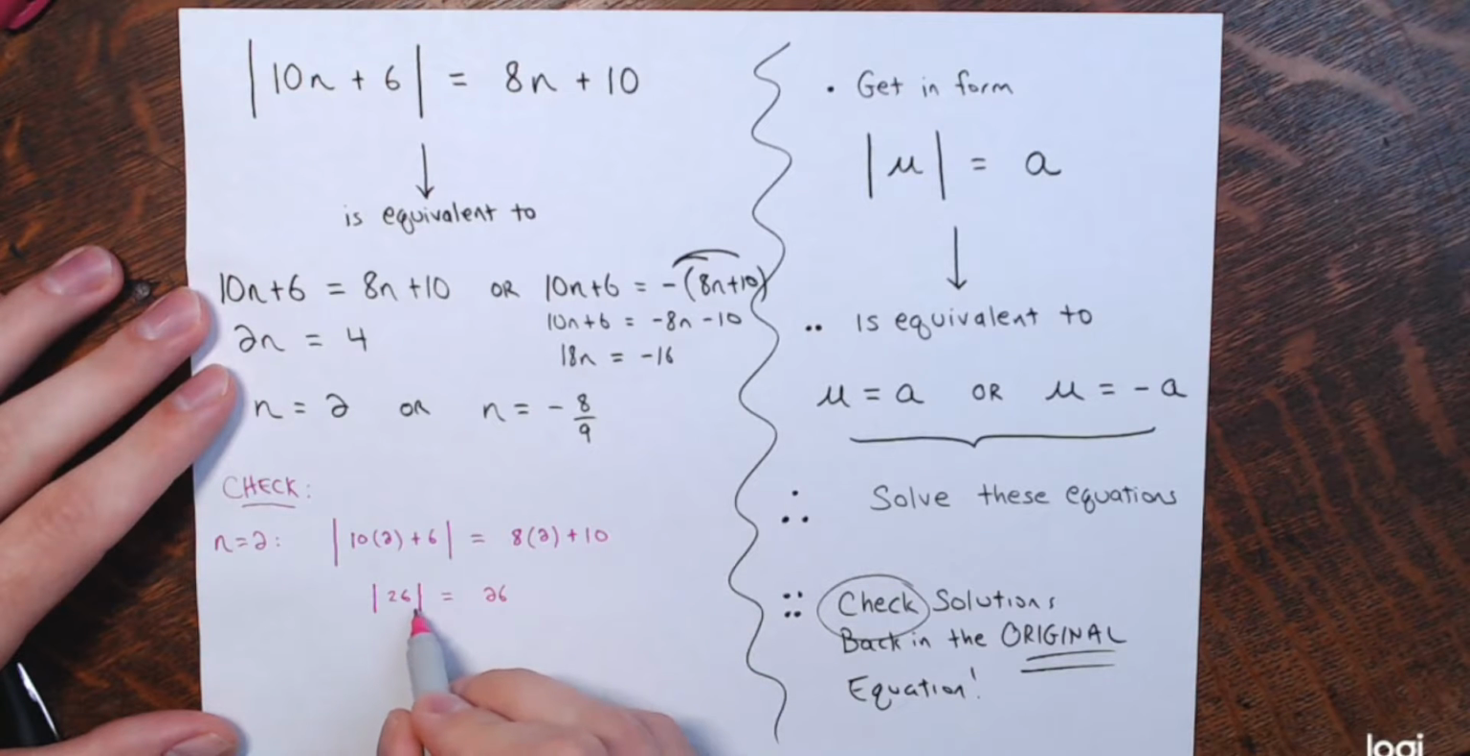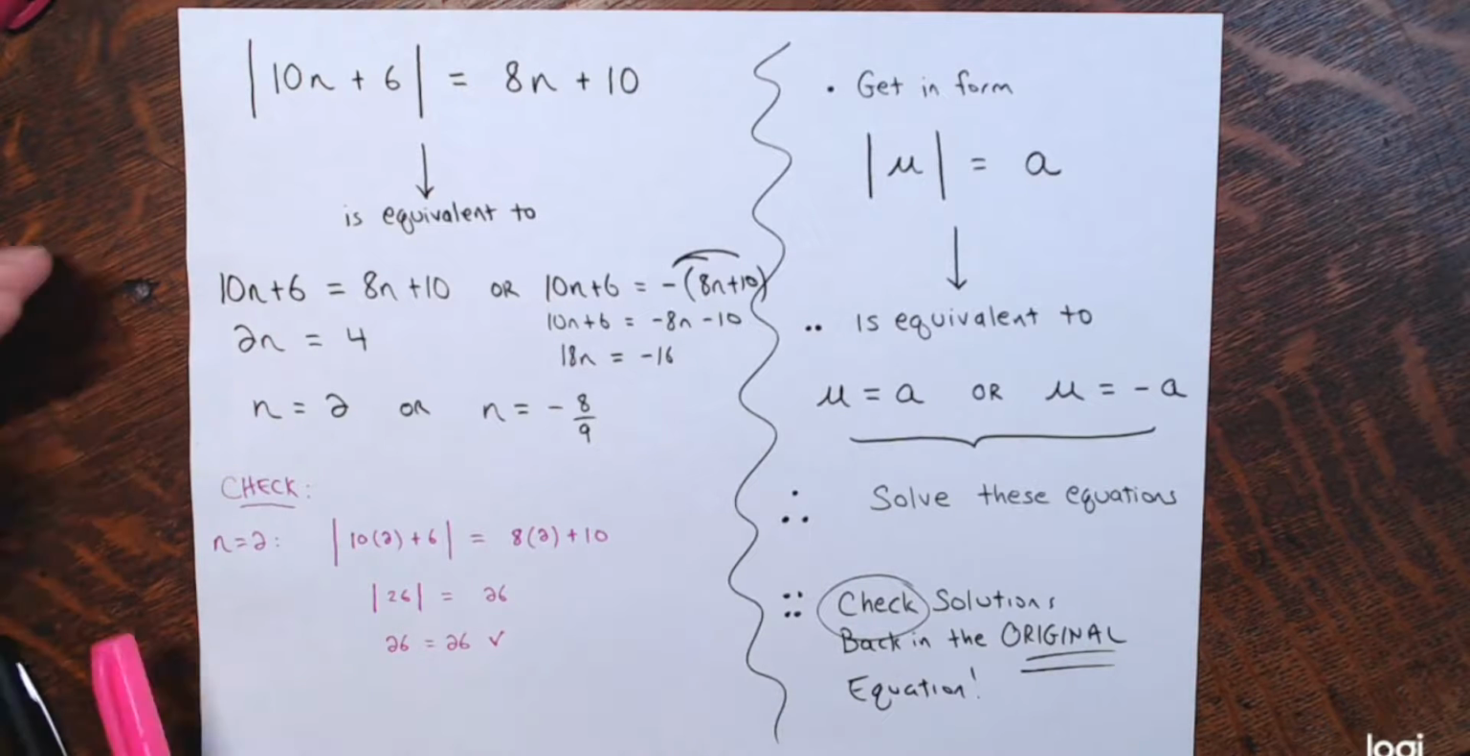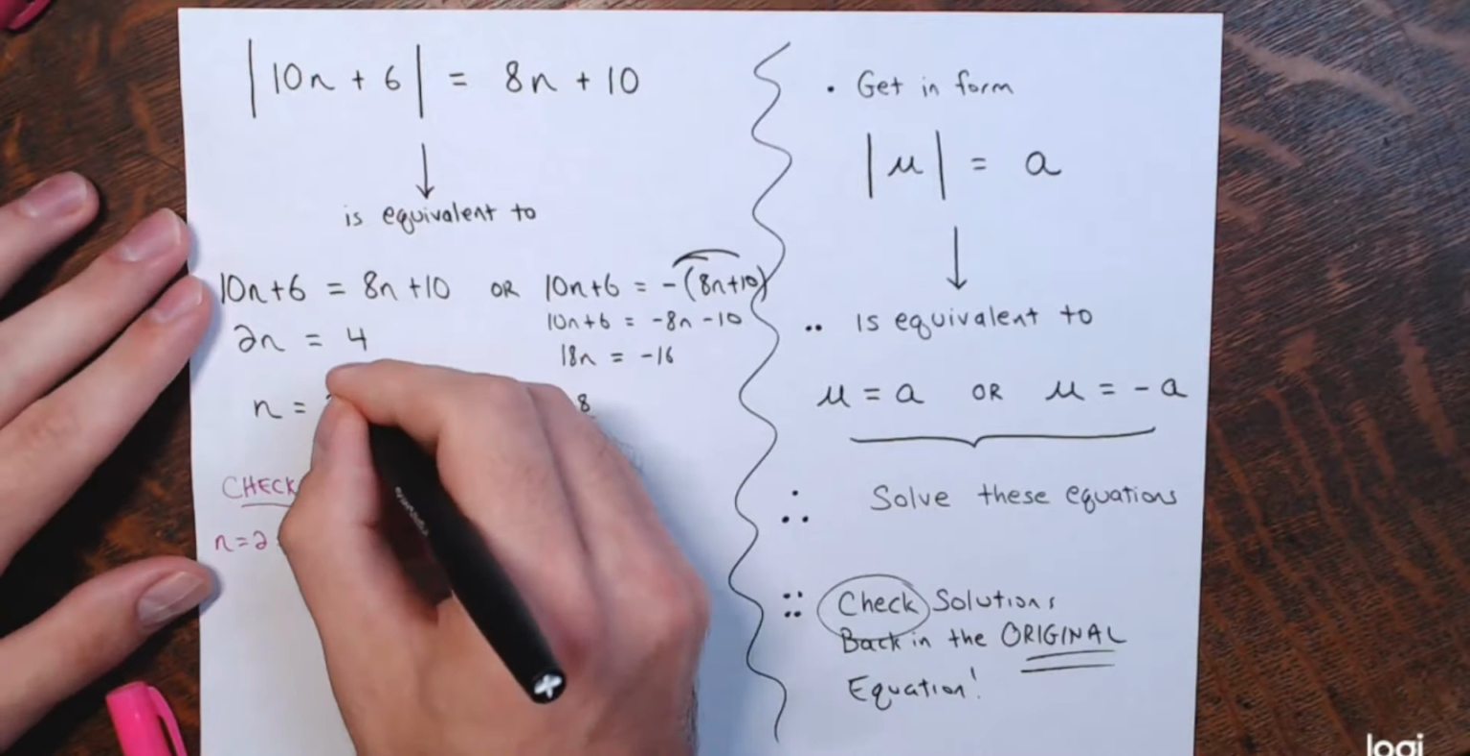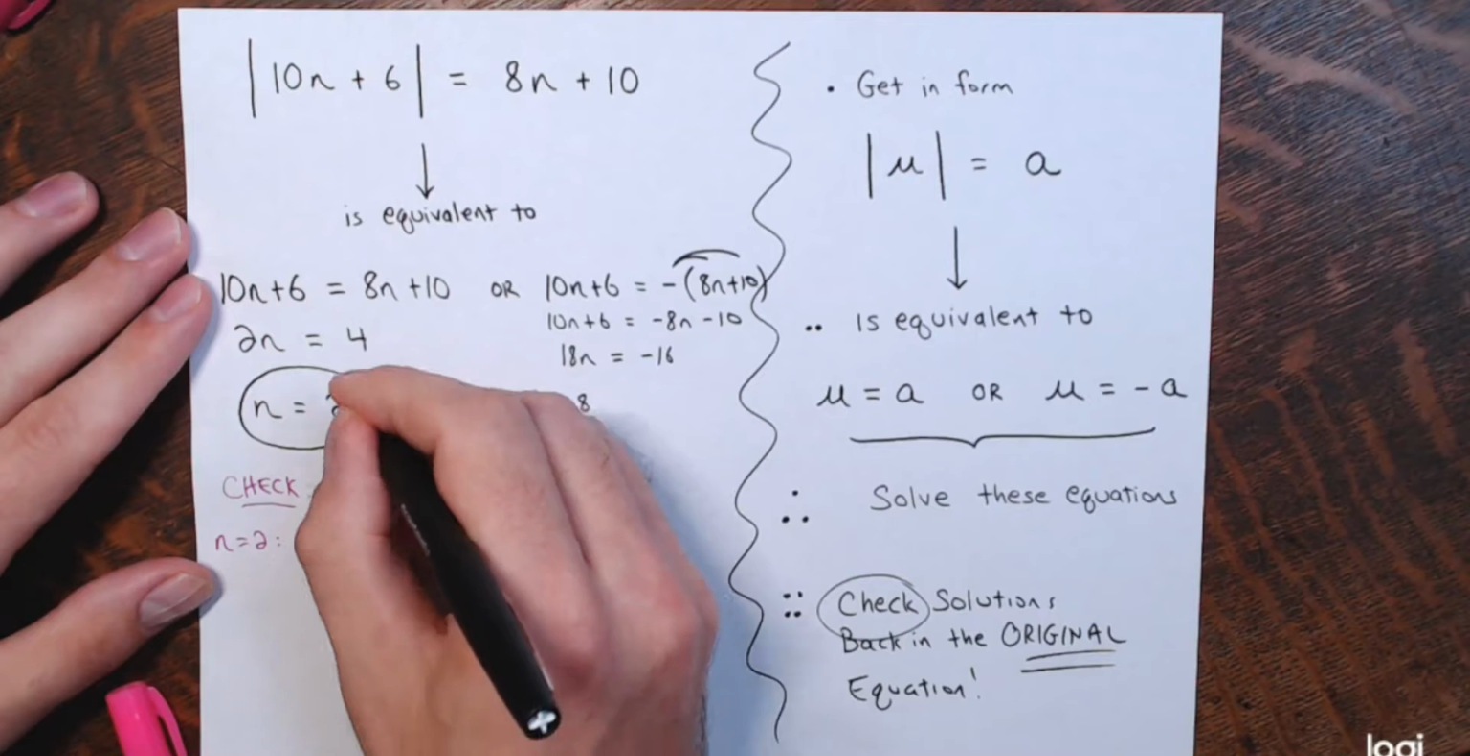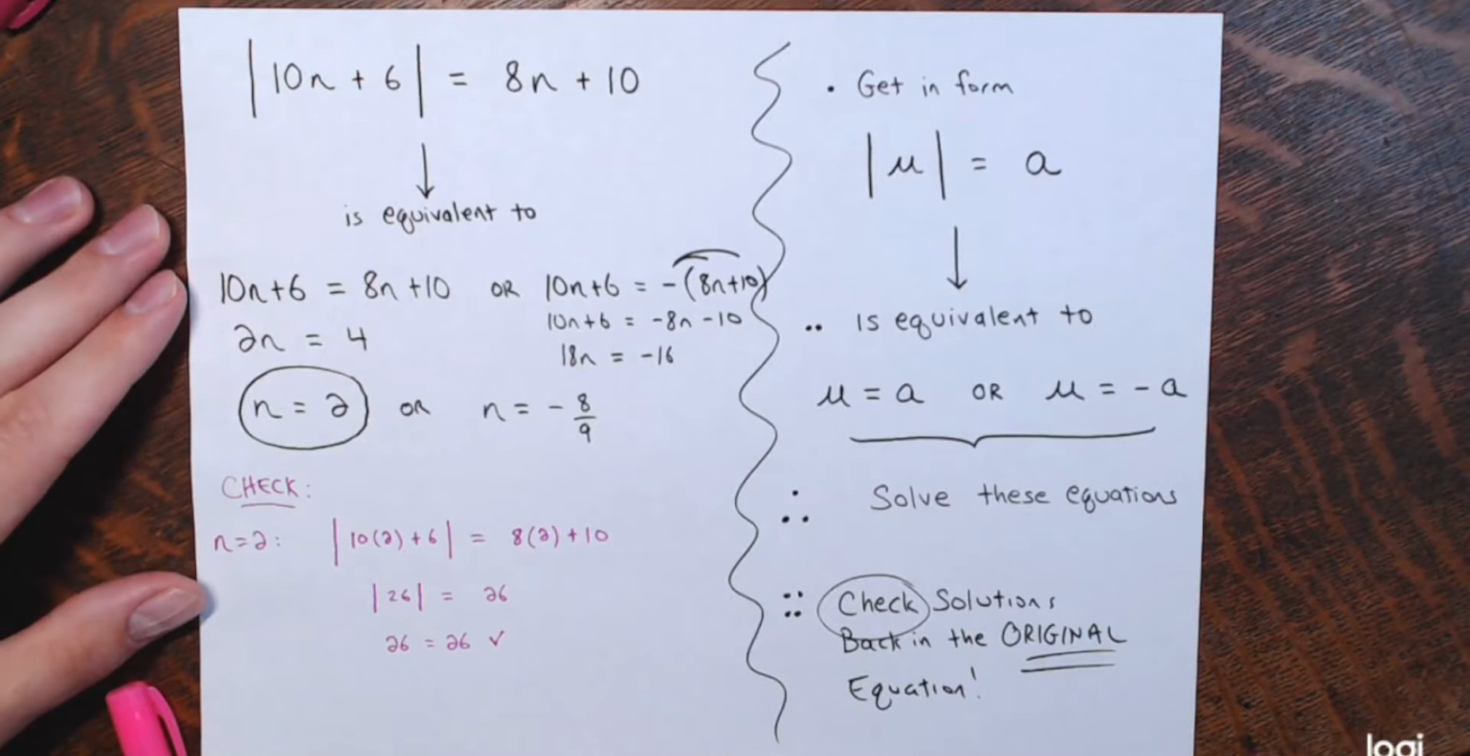And remember, the absolute value is always non-negative. The absolute value of a positive number will be positive. The absolute value of a negative number becomes positive. So this is just positive 26. And then we have 26 equals 26. That is true. So n equals 2. All right, this is a solution of the equation.